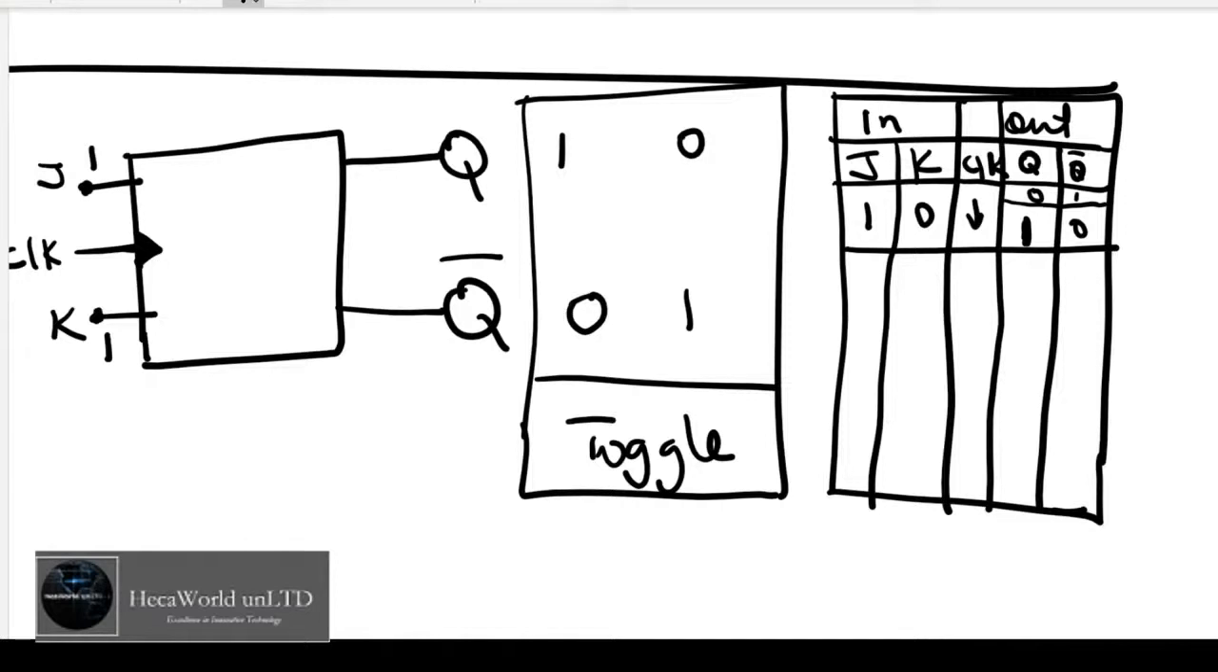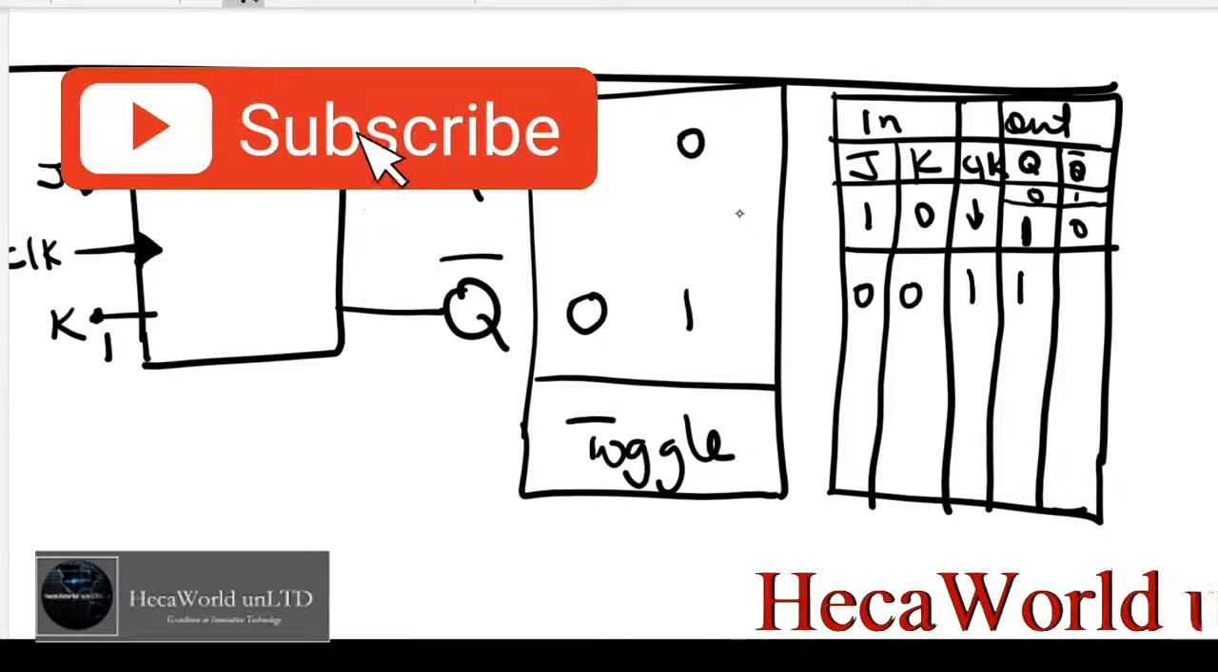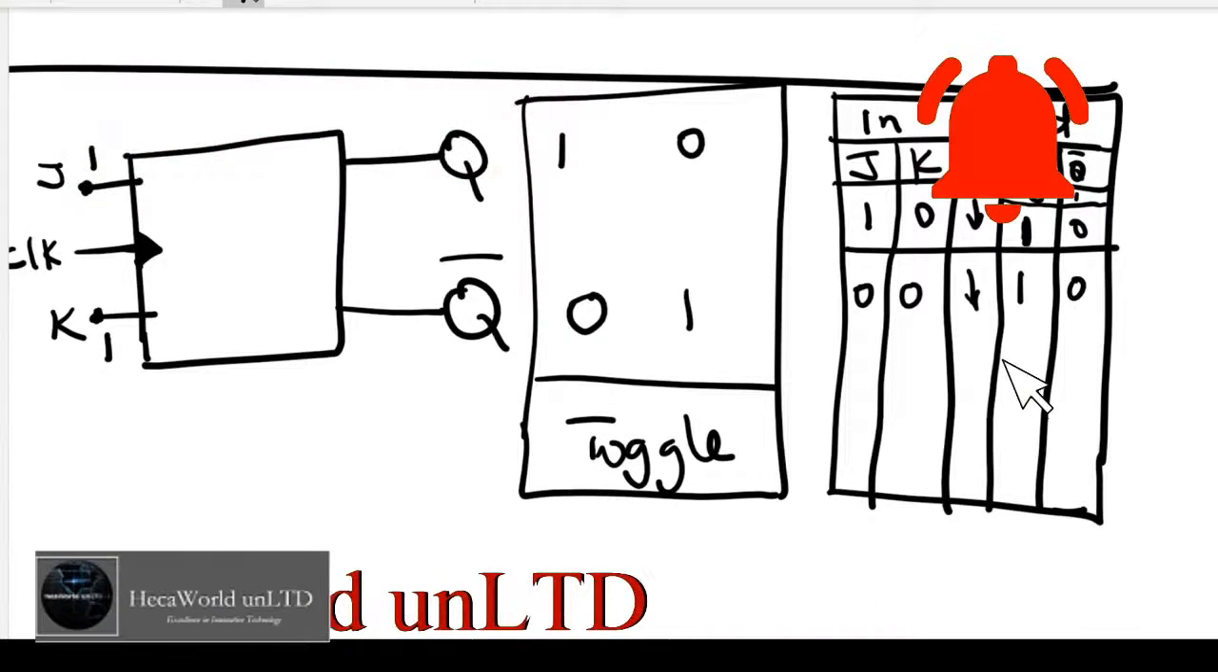I have Q as 0. I have J as 0, K as 0, and it doesn't matter my clock. It's a don't care. When I clock it, my Q will be 1 and not Q will be 0. So no change. Q will be 1. When I send clock, not Q is 0. That'll be no change.